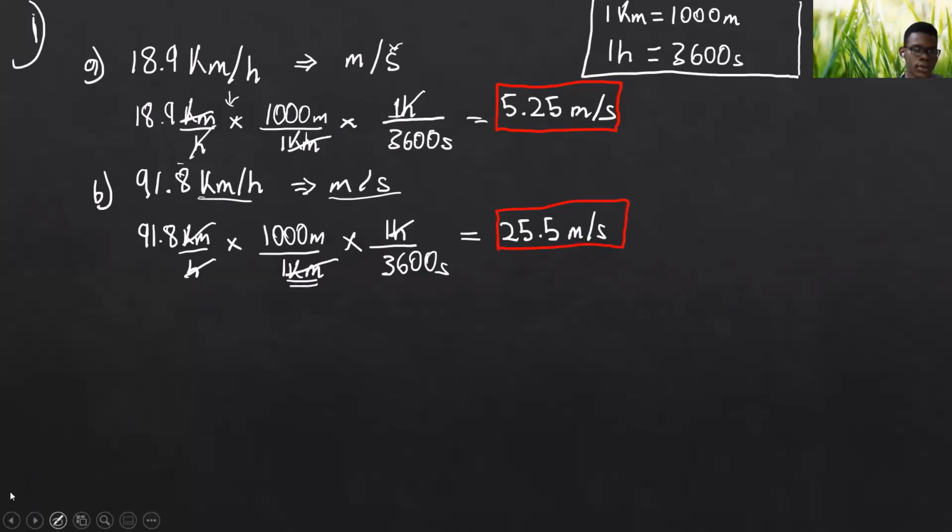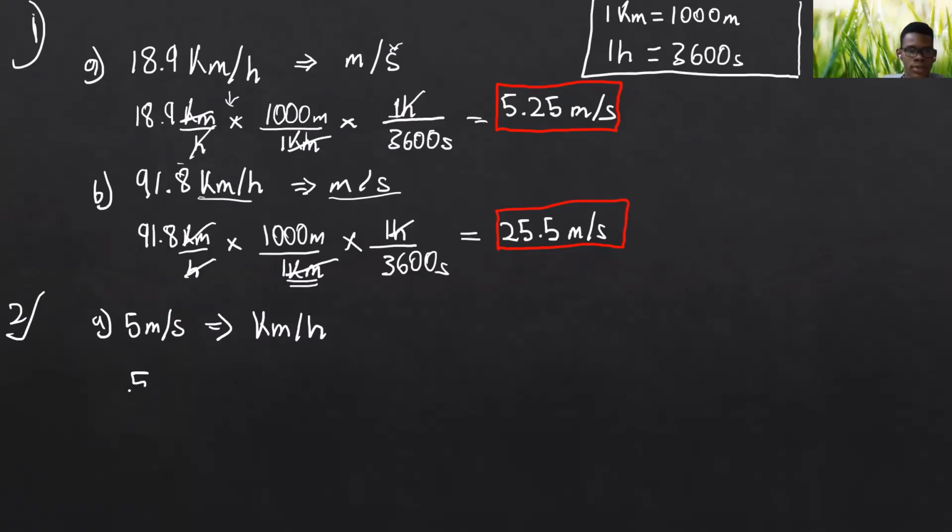Right. Next question. Good. So converting 5 meters per second to kilometers per hour. This is going to be a bit different because we're going in the other direction. So we expect our conversion factors to flip.